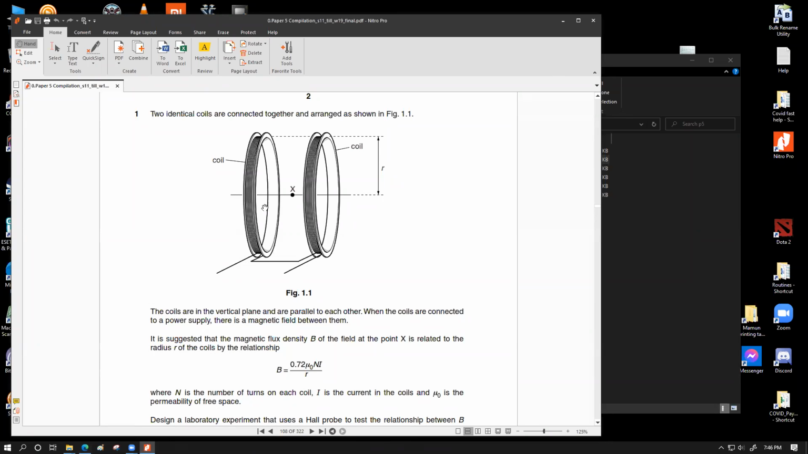A loop, I'm going to use the word loop. We can count the number of turns we're going to place into the loops whenever we want the wires. That's okay. But to make sure that we control the value of the current I in both the coils the same, we need to have an ammeter connected in series, and we also need to have a variable resistor.